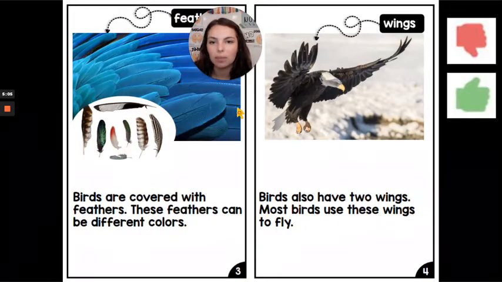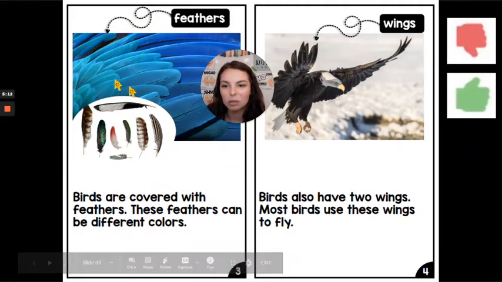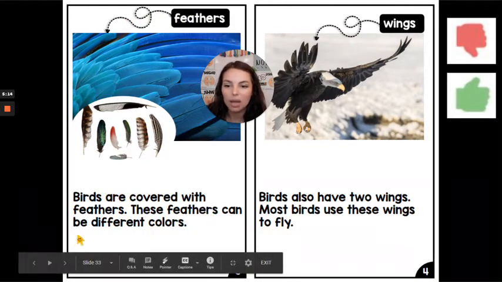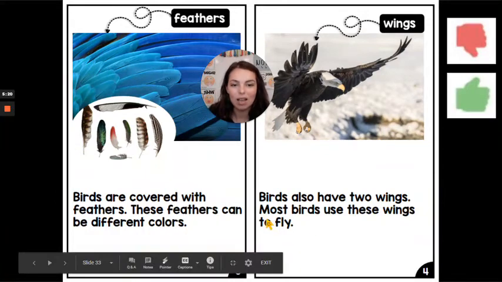Let's keep reading. Birds are covered with feathers. And I can tell that word means feathers because the arrow is pointing. These feathers can be different colors. Birds also have 2 wings. Most birds use these wings to fly.